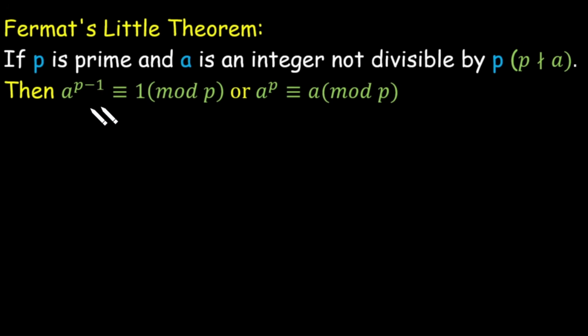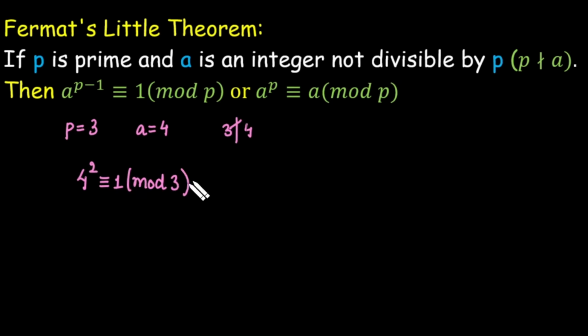Suppose we have a prime number p equal to 3 and an integer a equal to 4. Does 3 divide 4? No. It means we can apply Fermat's little theorem. According to this theorem, 4 raised to the power p minus 1, that is 2, is always congruent to 1 mod 3. Let's check whether this is true or not.